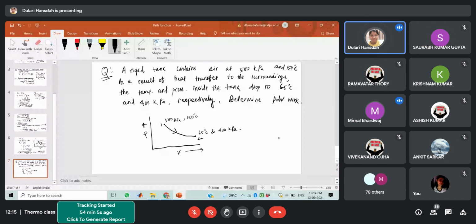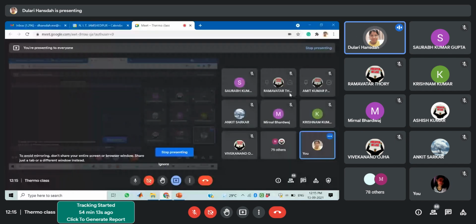Very good. Ramavatar, right? And Ankit Sarkar. These two have given the correct answer. The diagram which I have drawn, I drew it to confuse you, because it is a rigid tank, so there is no change in volume. So dV will be zero, and the work transfer W12 will be zero.